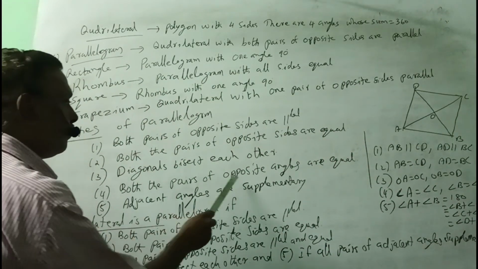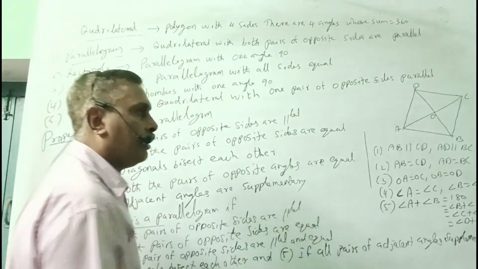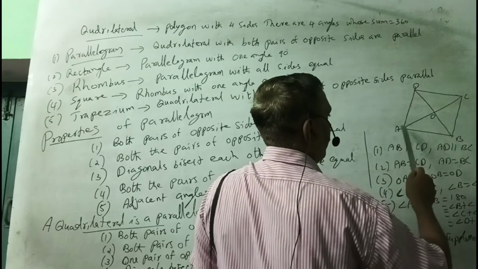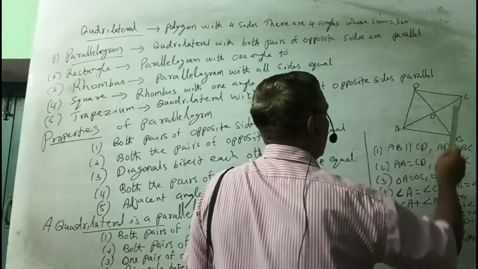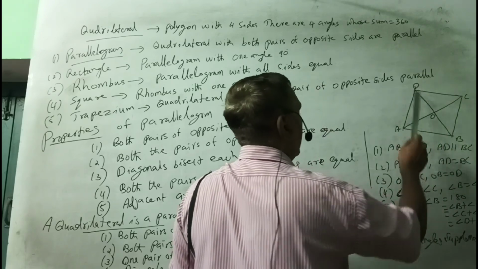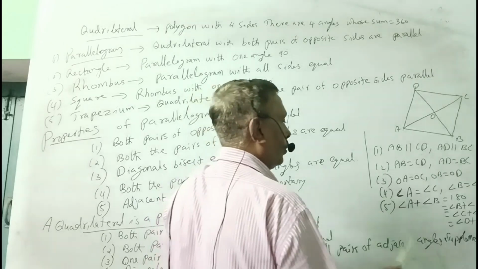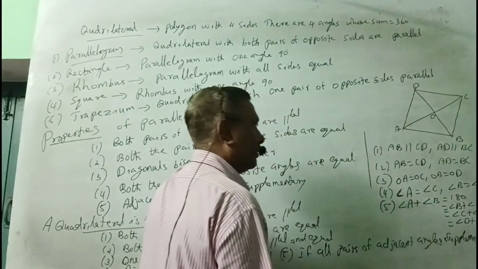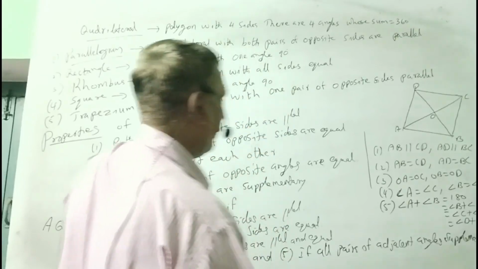Then both pairs of opposite angles are equal in a parallelogram. Angle A and angle C are opposite angles, and they are equal. Similarly, angle B and angle D are opposite angles, and they are also equal. Angle A equals angle C and angle B equals angle D. That is a property of a parallelogram.